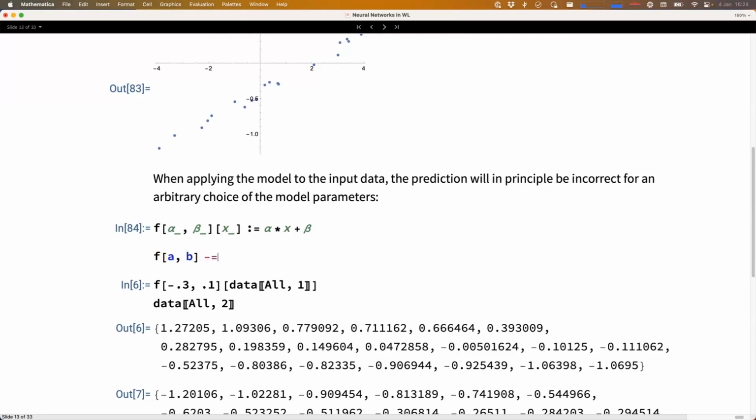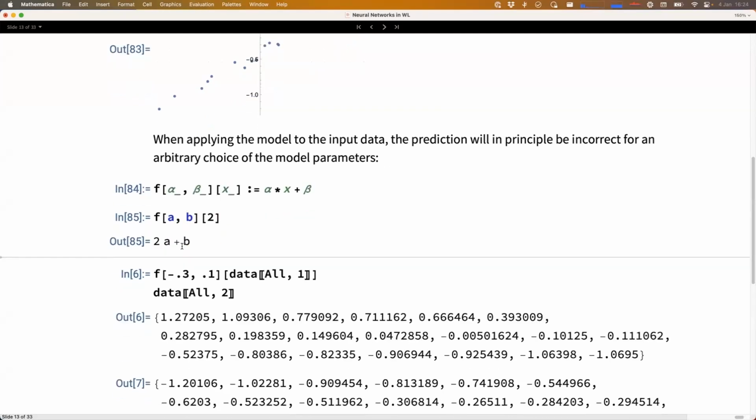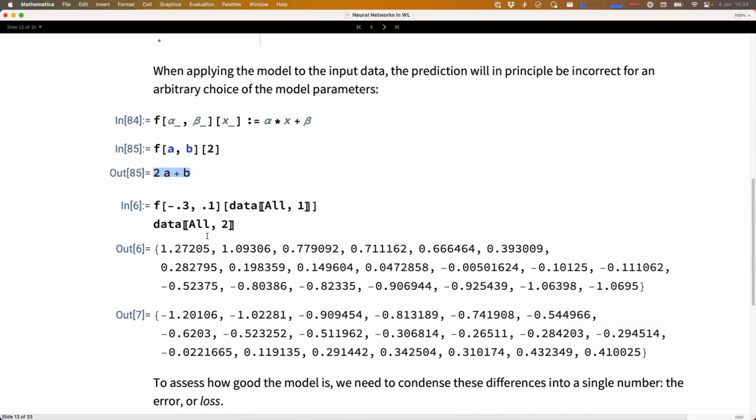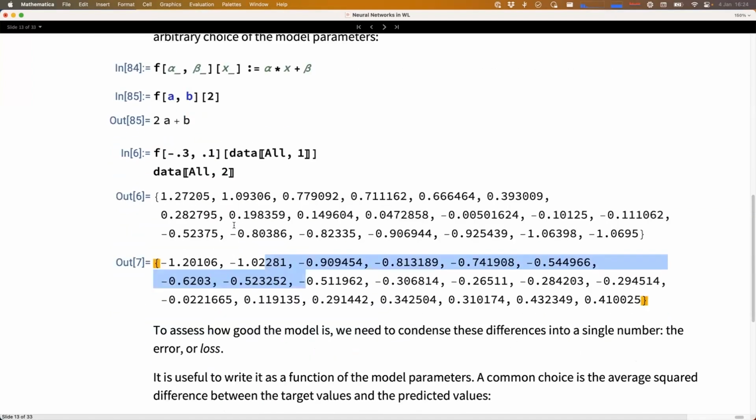And if I apply this to something, why is it not okay? This is symbolic. I don't want something symbolic, I want something concrete. So I need to start somewhere, and I'm going to start by putting in random values. Here I put minus 0.3, 0.1. If I apply this on all the first elements of a pair, I get a prediction out, which is completely unrelated, of course. These values are random. This is completely unrelated to the actual values that I want to predict.